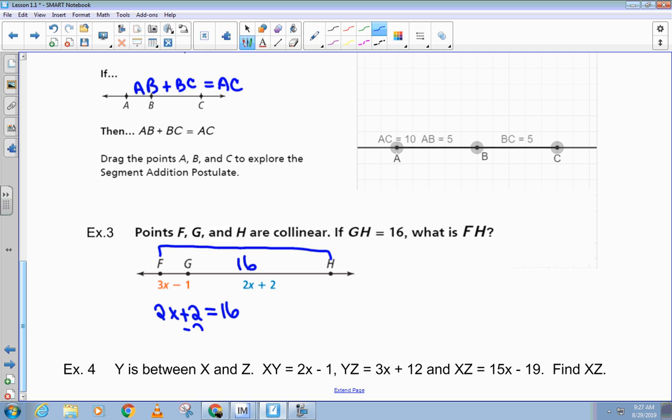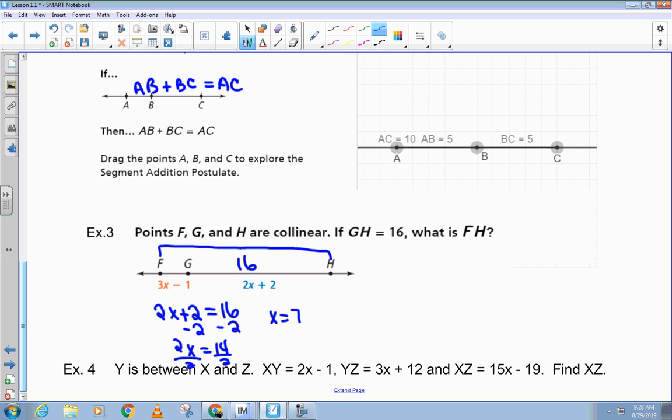And so I'm going to subtract 2 from both sides. And then divide both sides by 2. And x is equal to 7. Okay? And so that's 7. Now I'm wanting FH, which is the entire thing. I already know that this is 16, so if I can figure out what this part is, then I can find the entire segment.